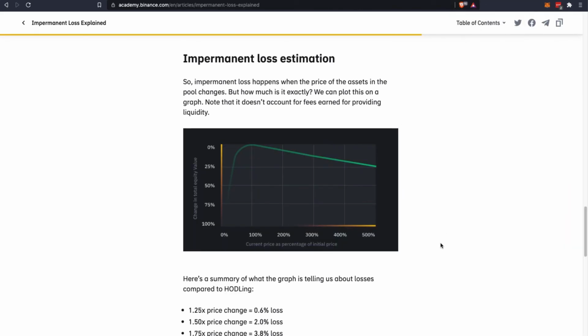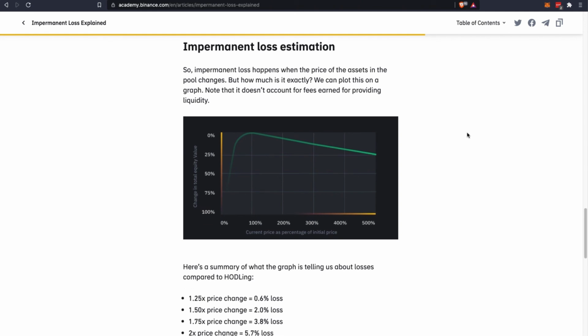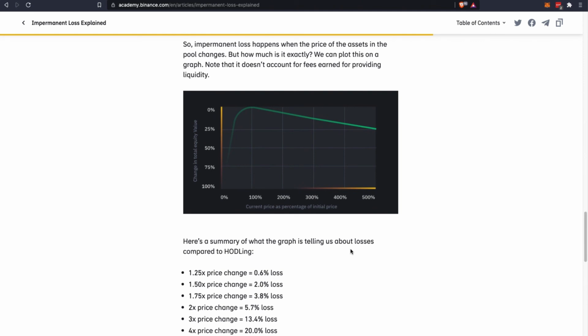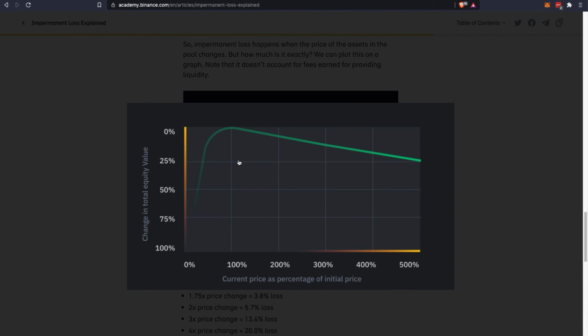And last but not least, I come back to the Binance article here where they have this chart to showcase this impermanent loss estimation. So you see that they have this summary here to tell you the losses compared to hodling based on the price changes, right? If we click into it, you see that if the price of both of your tokens remains unchanged, then there should not be any impermanent loss incurred. But let's say if the price of your tokens decreases, there is a sharp decline in terms of the impermanent loss that is going to be incurred. And if the prices increase, there is a gradual increase in impermanent loss.